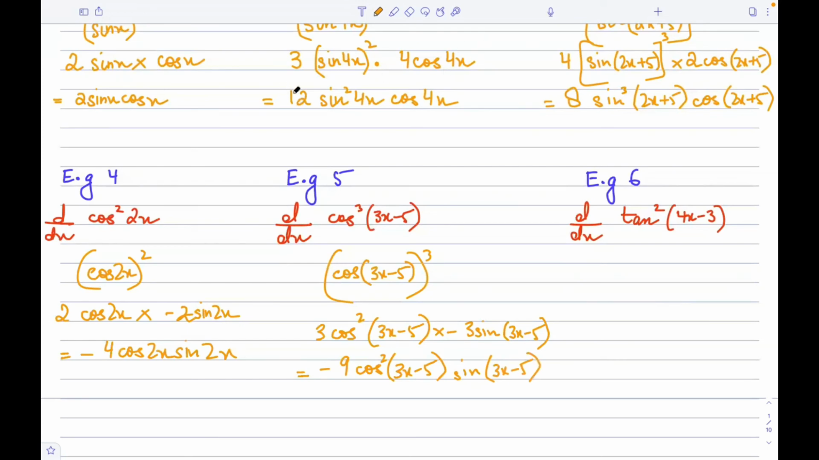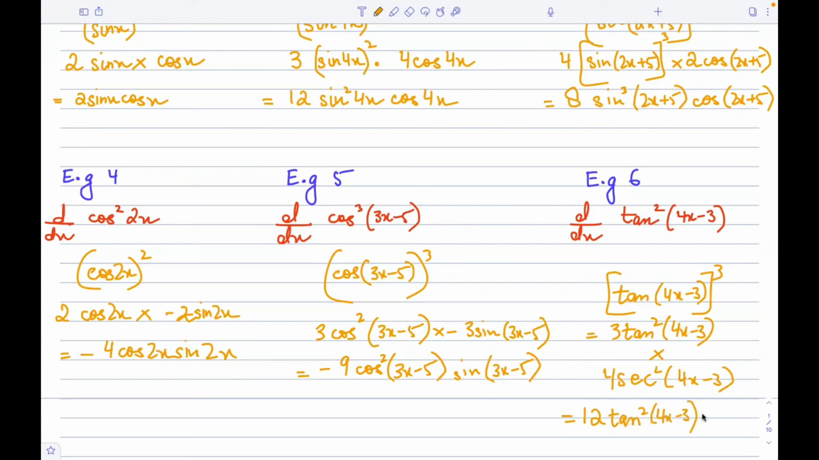Finally, the tan function. We know that the derivative of tan x is sec squared x. So we can write this as tan of 4x minus 3 whole squared. Now we multiply the 3 up here, so this will become 3 tan squared. We decrease the power by 1, tan of 4x minus 3. And the derivative of tan of 4x minus 3 will become sec squared of 4x minus 3, and the derivative of 4x minus 3 is 4. So when we simplify this, this will become 12 tan squared 4x minus 3 sec squared 4x minus 3.